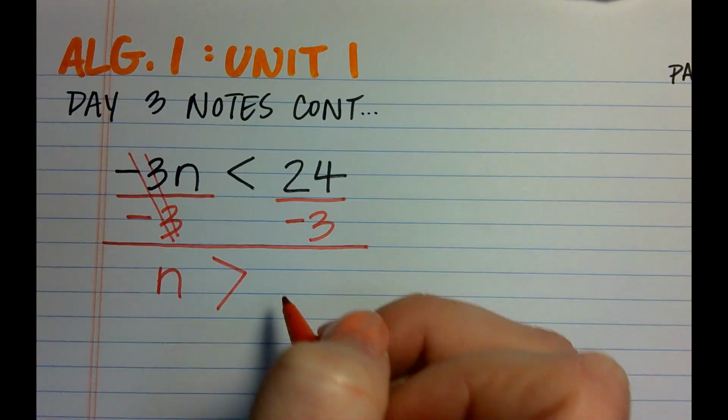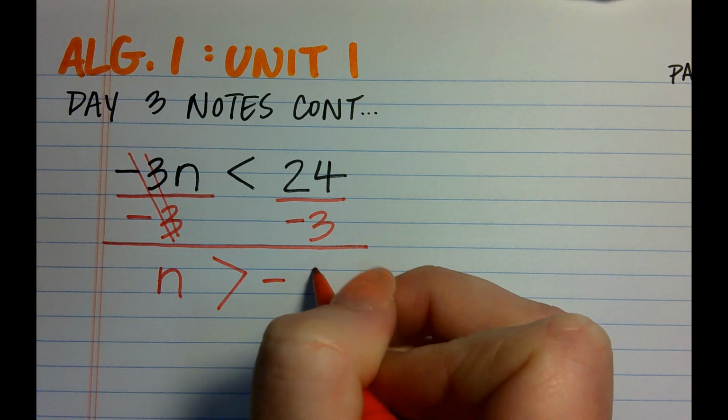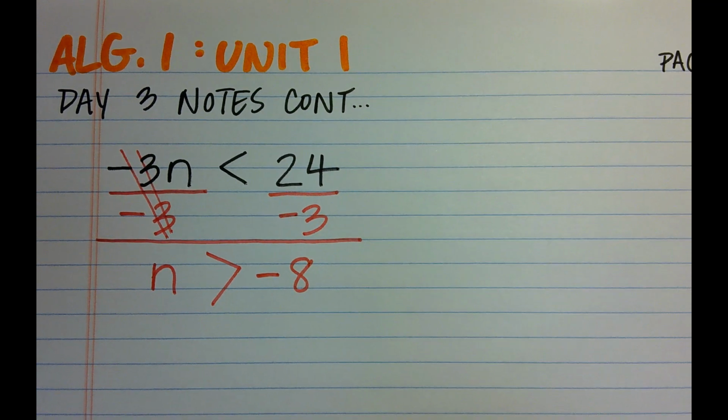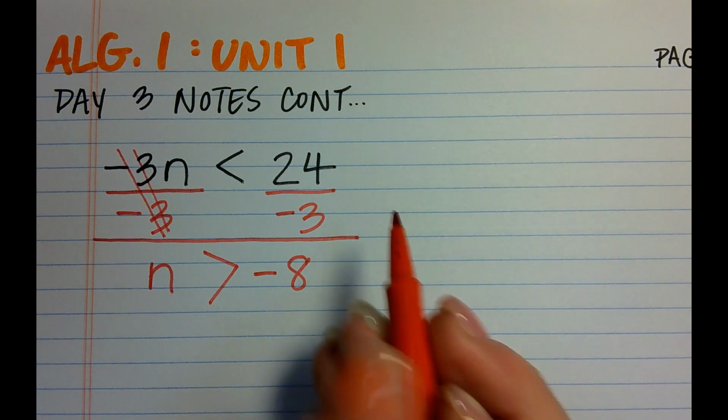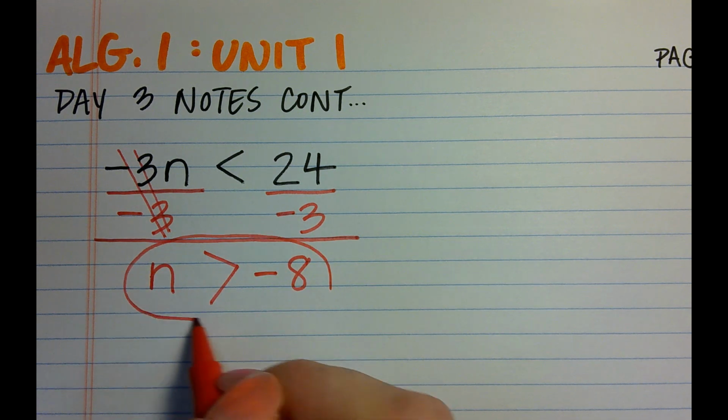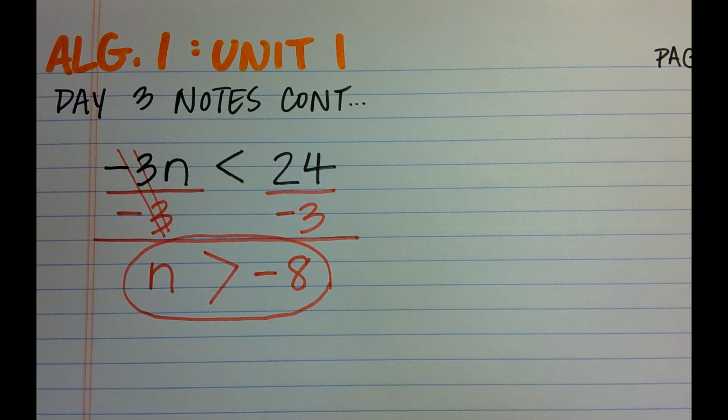I didn't get it on time. Negative 8. You got there. All right. So we have n is greater than negative 8. We're done. Okay, let's graph it.